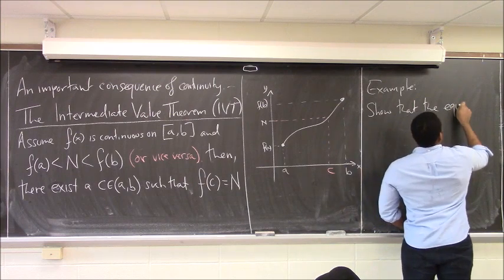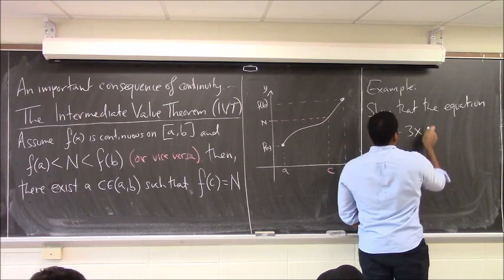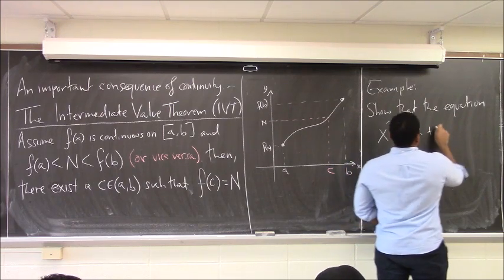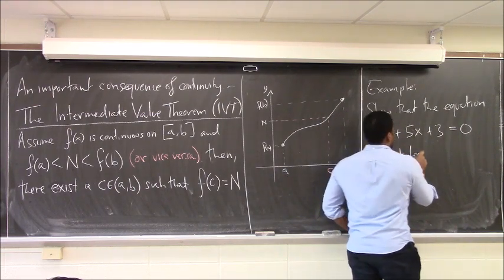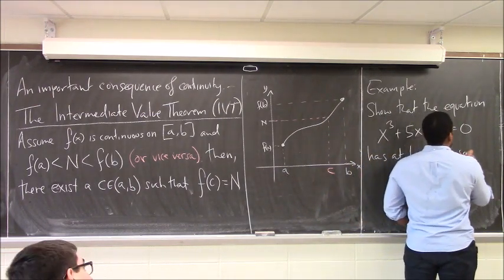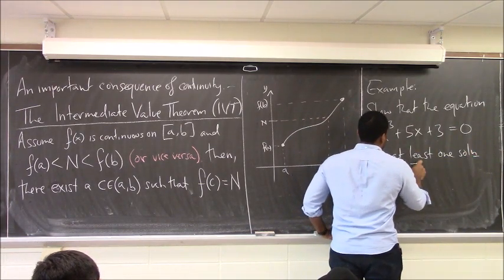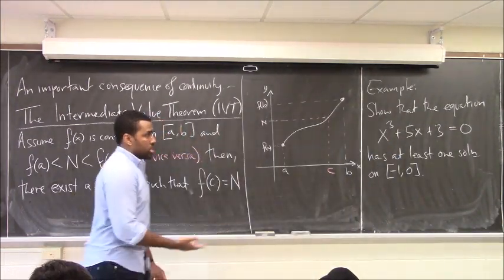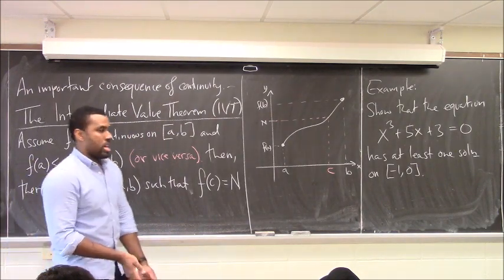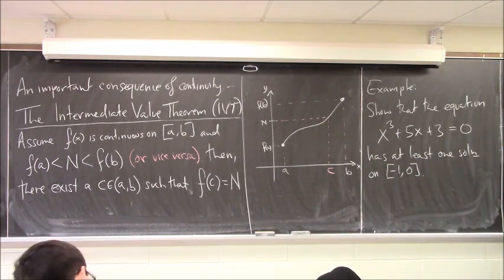Show that the equation x cubed plus 5x plus 3 equals 0 has at least one solution on the interval [-1, 0]. Another way of saying that is to say, suppose f of x is equal to x cubed plus 5x plus 3. Show that f of x has at least one root in this interval. A root is just an input value that gives you an output of 0. It's the 0 of a function.